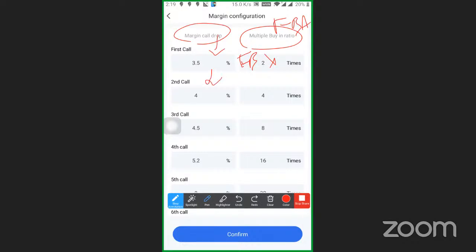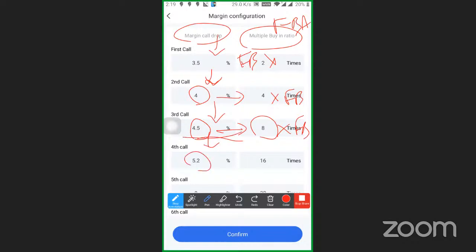If the market again drops from this level 4% below, go and buy 4 times the first buy amount. Again, the market drops 4.5%, go and buy for me 8 times the first buy. I hope this is easy. Again, the market drops 5.2% below this line, so it will go and buy 16 times your first buy amount.